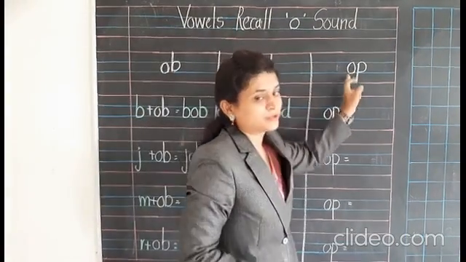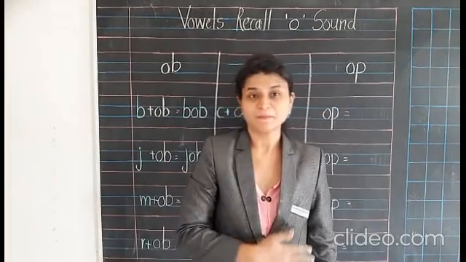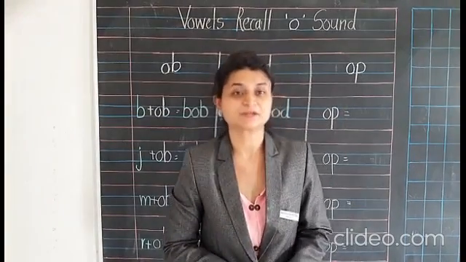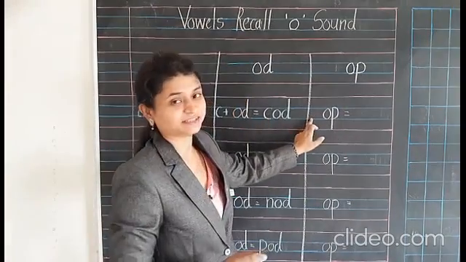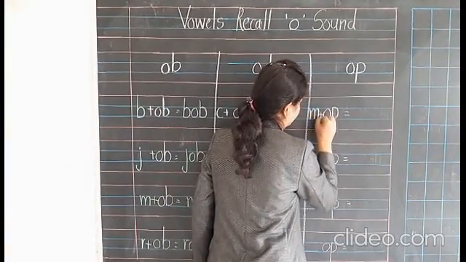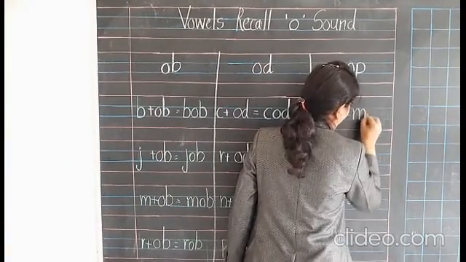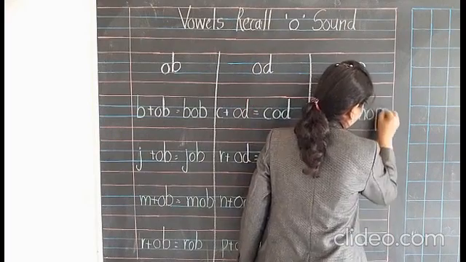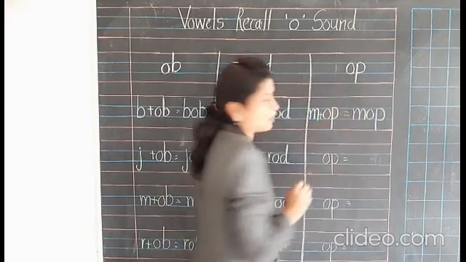Next is O, P. The action is, correct. For M, which letter will I write here? Correct. M, O, P, mop. M, O, P, mop.